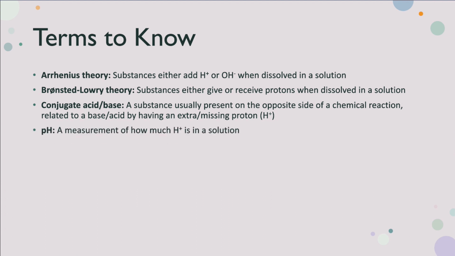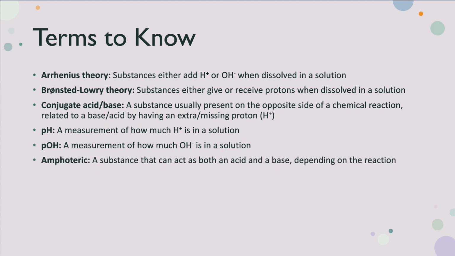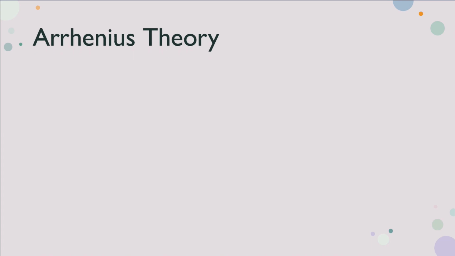pH is a measurement of how much H+ is in a solution. And similarly, pOH is a measurement of how much OH- hydroxide ion is in a solution. And lastly, amphoteric describes a substance that can act both as an acid and a base, depending on the chemical reaction. Alright, let's now talk about the Arrhenius theory.